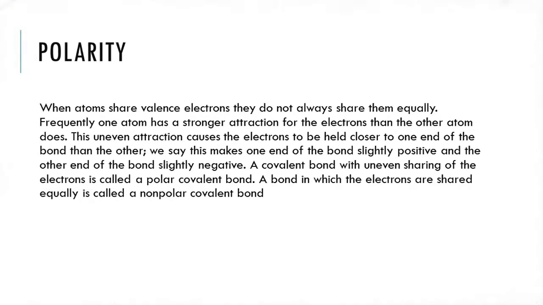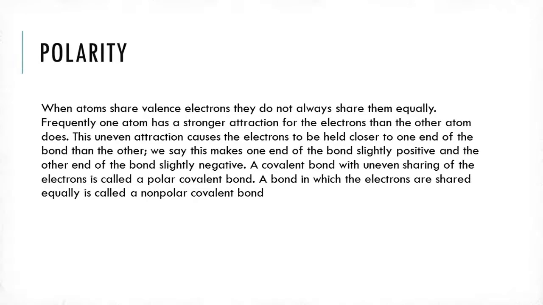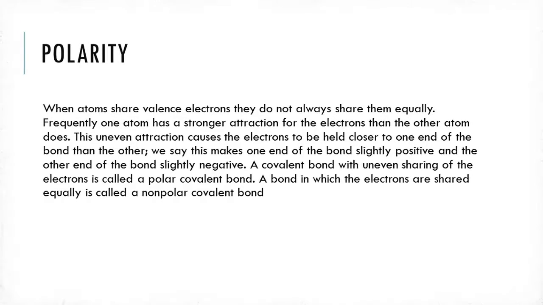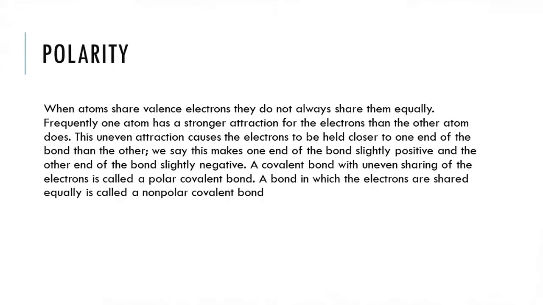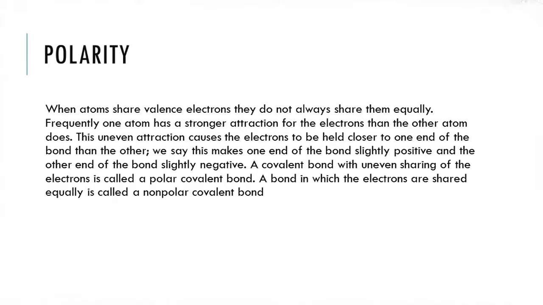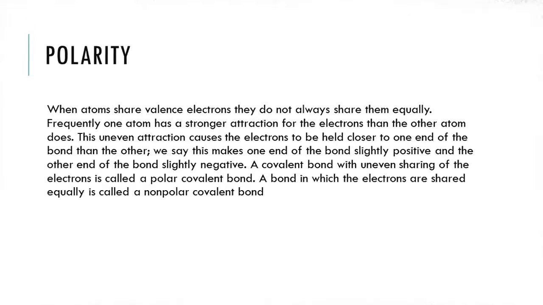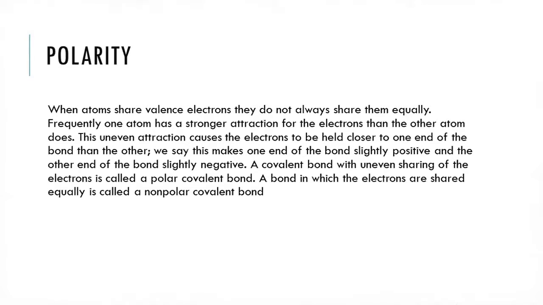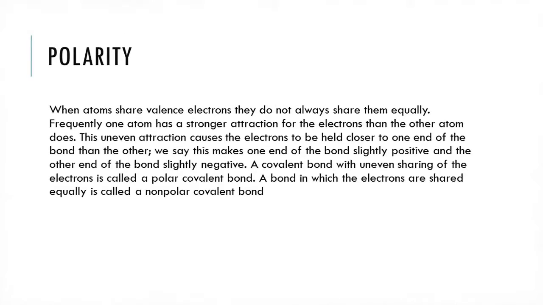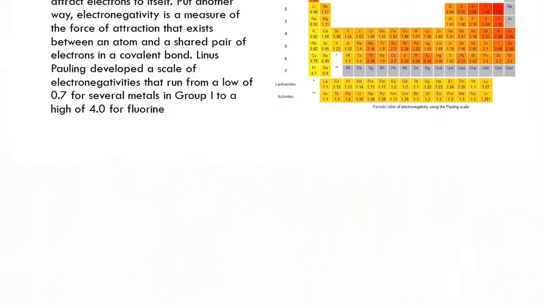Frequently, one atom has a stronger attraction for the electrons than the other atom does. This uneven attraction causes the electrons to be held closer to one end of the bond than the other. We say this makes one end of the bond slightly positive and the other end slightly negative. A covalent bond with uneven sharing of electrons is called a polar covalent bond. A bond in which the electrons are shared equally is called a nonpolar covalent bond.